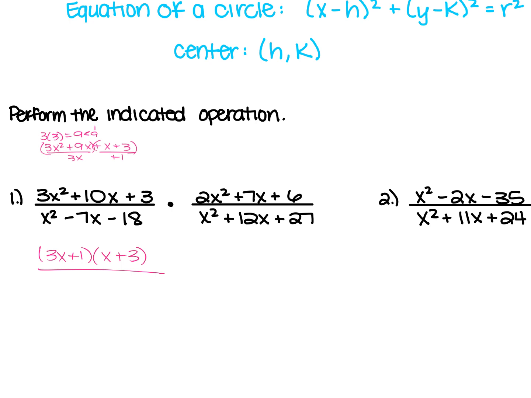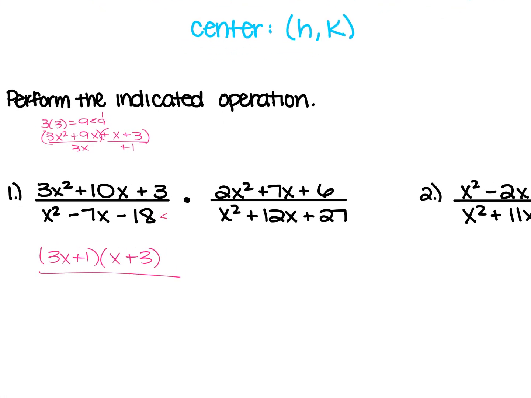So from here, you are going to factor the bottom of that first fraction. Your factors of negative 18 that add up to be negative 7 are 2 and negative 9. So that's just x plus 2 times x minus 9.